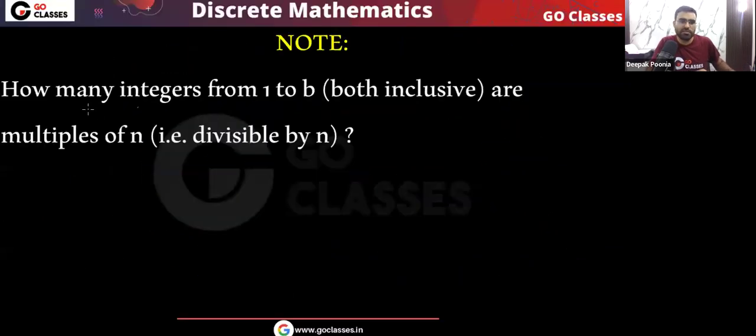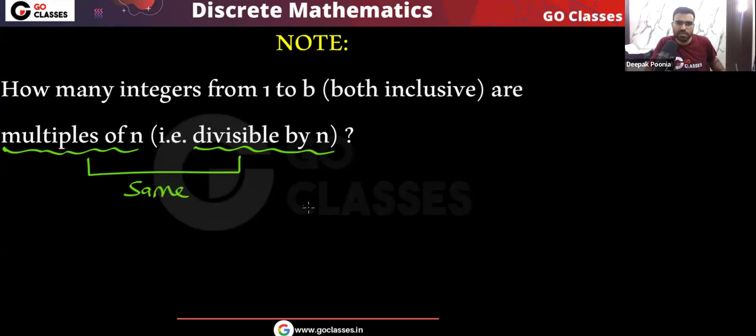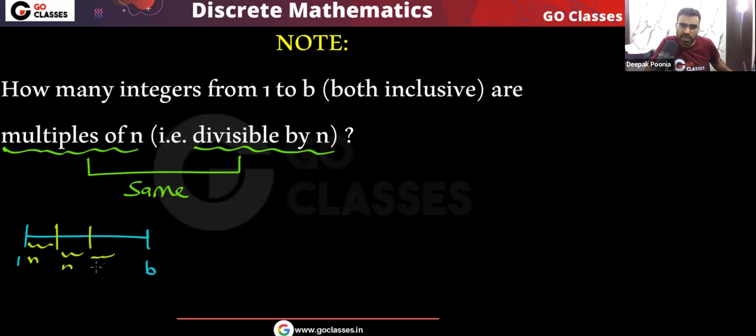Now we can make a formula here. How many integers from 1 to b, both inclusive, you have to consider 1 as well as b, how many integers from 1 to b are divisible by n, or I can say multiples of n? We know that any integer multiple of n and divisible by n, these two statements are basically the same statement. Now here we have a very simple formula: from 1 to b, how many integers are divisible by n? You will jump by n. Yes or no? You are going to jump by n. So the formula that you will get is the floor value of b divided by n.